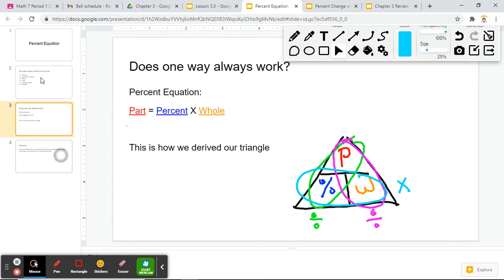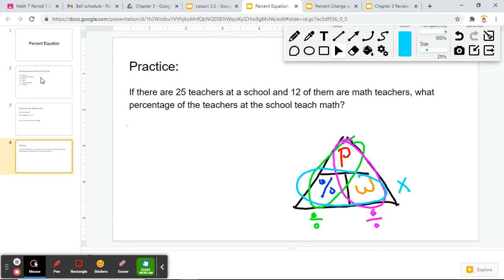All right, so let's go ahead and try these out here. Let's do a problem of our own. If there are 25 teachers at a school and 12 of them are math teachers, what percentage of the teachers at the school teach math? All right, let's try this one here. So we have a 25 and we have a 12. Those are our two numbers. So that tells me we know our part and our whole.